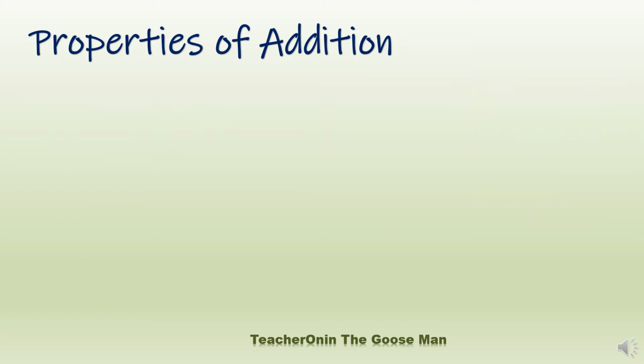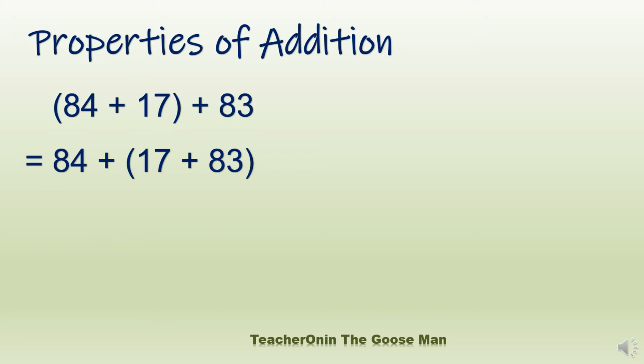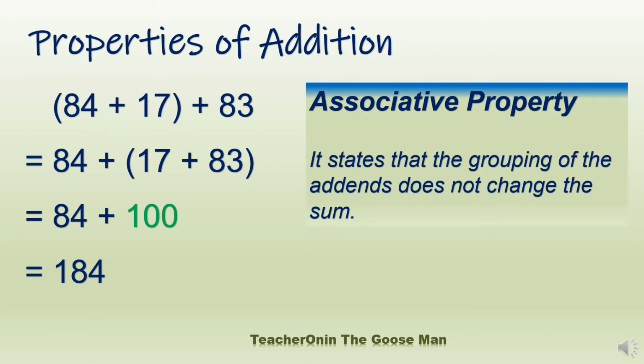Let's try another property of addition. But before that, let's try to do the mental math of 84 plus 17 plus 83. But take note that I can group first 17 and 83. But 17 plus 83 will give me a sum of 100. So I have here 84 plus 100 or 184. From the example, I can say that I applied associative property. Associative property states that the grouping of the addends does not change the sum.